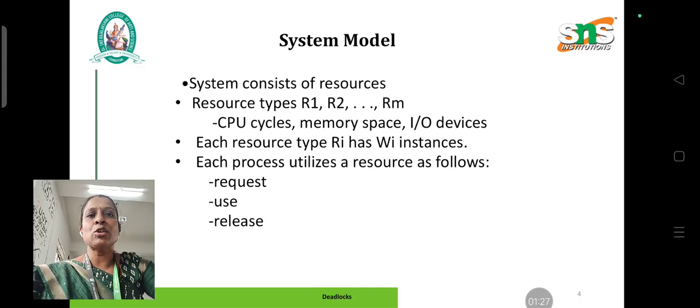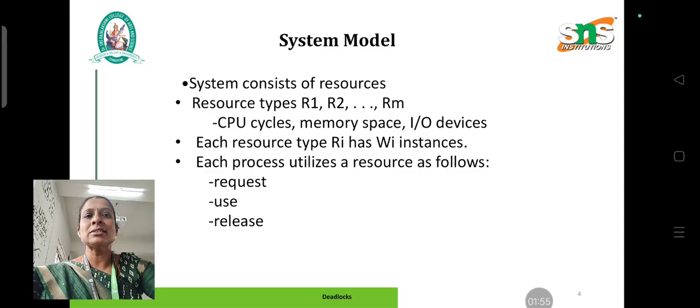This is a system model for a deadlock. Generally a system consists of resources. The resources are numbered as R1, R2, etc. up to Rm. The resource types are numbered based on their CPU cycles, the memory space of the resources, and the availability of the IO devices. Every resource type in the system will have an Ri, that is, a resource with Wi instances.